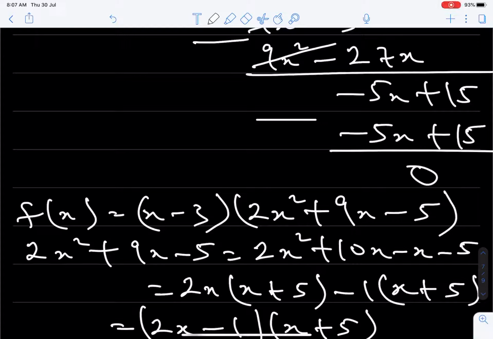Hi there. Our topic today is partial fractions. We're going to learn how to split a single fraction into simpler fractions. Now let's go straight to it.